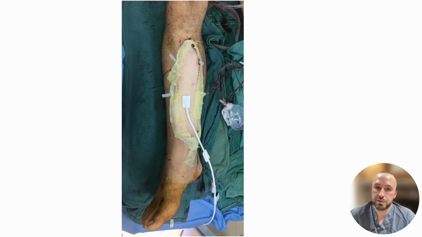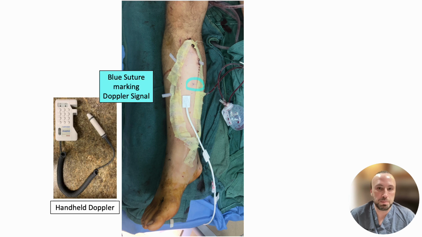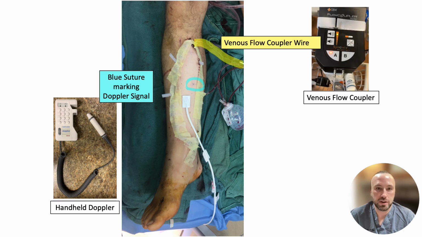In order to monitor blood flow, there are various methods of monitoring, each giving different types of information to assess flap perfusion. A blue suture may be placed on the flap during surgery, marking the perforator signal. This is where we do post-op flap Doppler checks with a handheld acoustic Doppler. A silver venous flow coupler wire can be seen emerging from the flap, which connects to the venous flow coupler black box for audible monitoring of venous blood outflow from the flap.